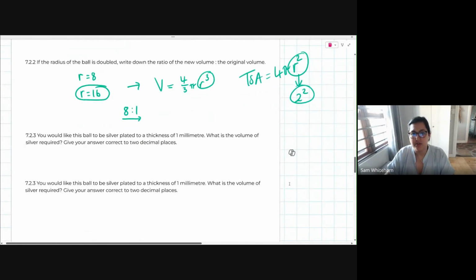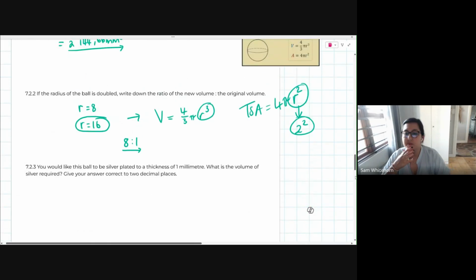Okay, so 7.2.3 says, I'm just going to cover this up so that we have space. It says, you would like this ball to be silver plated to a thickness of 1 millimeter. What is the volume of silver required? Give your answer correct to 2 decimal places.